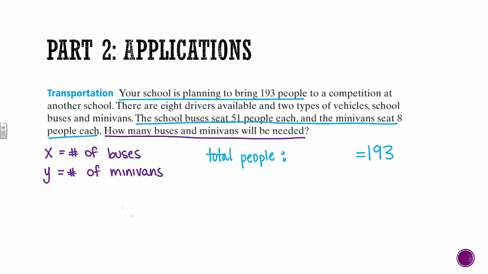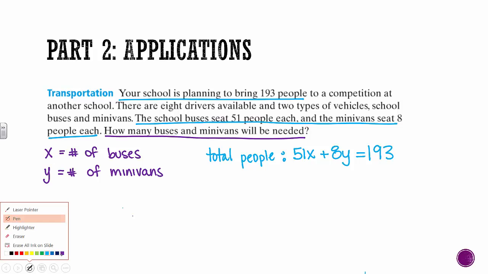So each bus seats 51 people. So we're going to make 51 times x, the first part of this. And then each minivan seats 8 people. So these added together should total the number of people that we want to go.